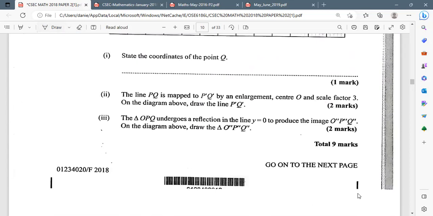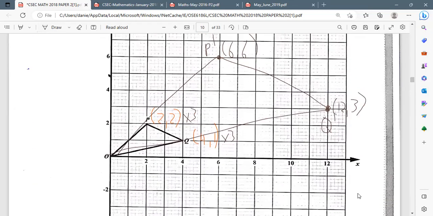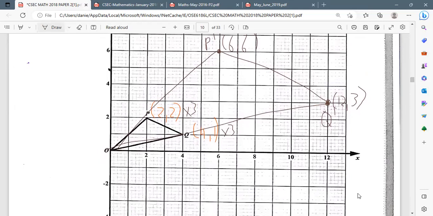Alright, so the next one is say OPQ. So we know we're starting with the original shape, and there goes a reflection in the line y is equal to 0. So remember, the line y is equal to 0 means the line cutting y at 0. So the line that cuts y at 0 is the x-axis. This is the line y is equal to 0, because this is the line that cuts y at 0. So if you see something with the line y is equal to 0, that is the x-axis.